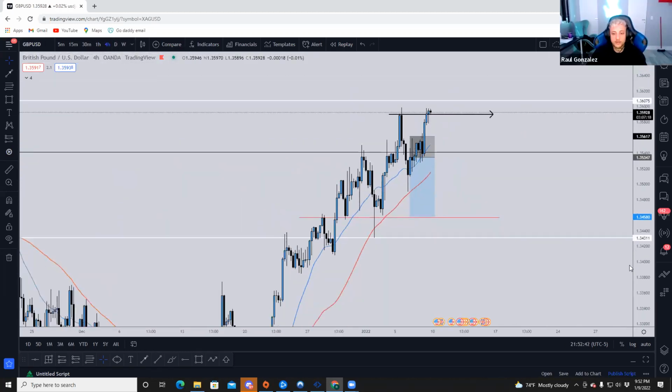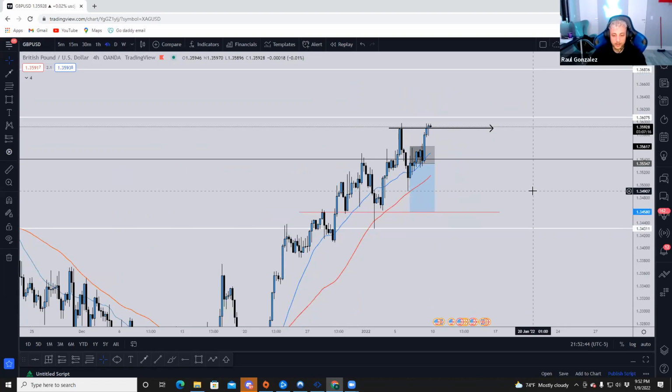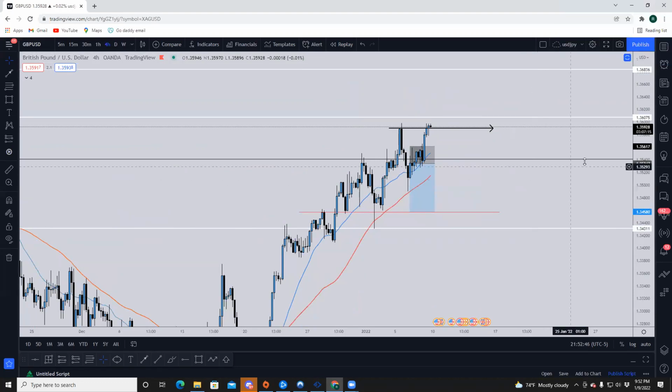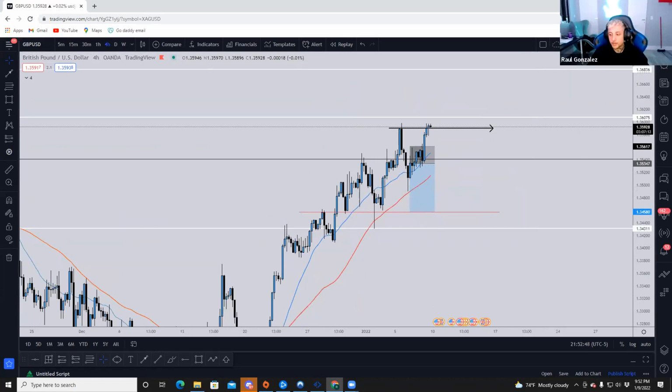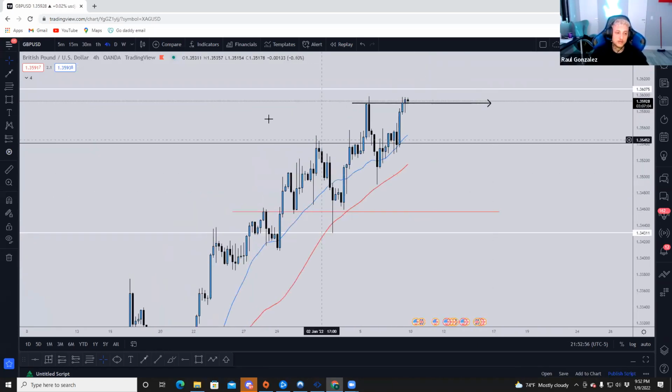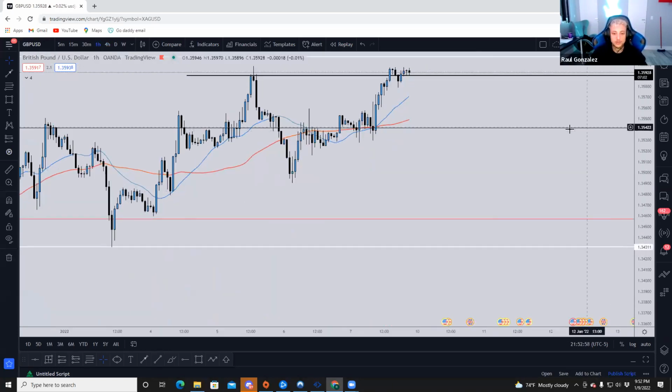Well, if you're trading 4 hour zones, you're going to have bigger stop losses regardless. So, I mean, if you want to trade where you have smaller stop losses, then you're going to have to trade smaller time frames. Good job.